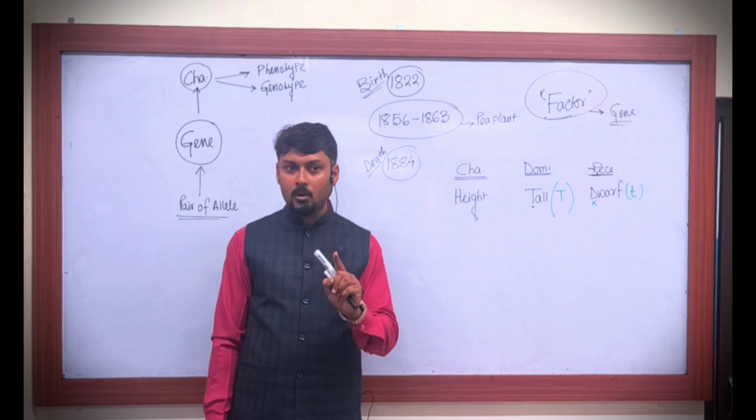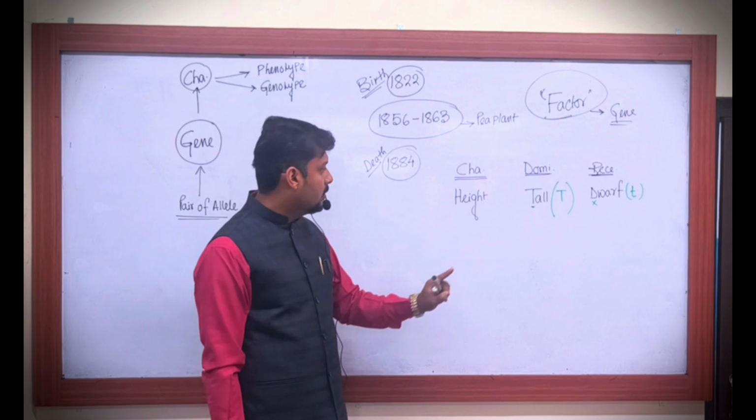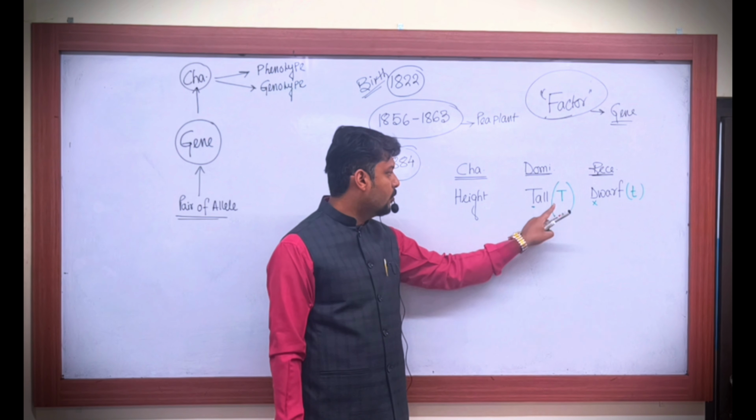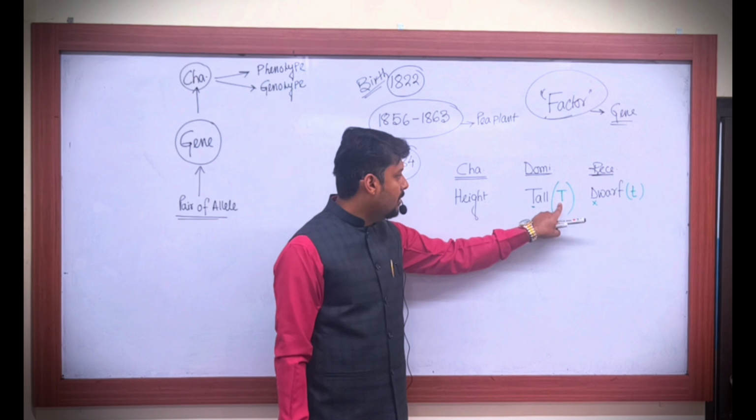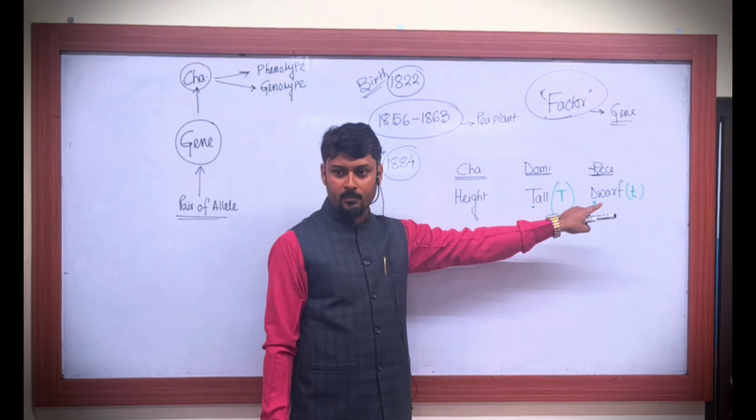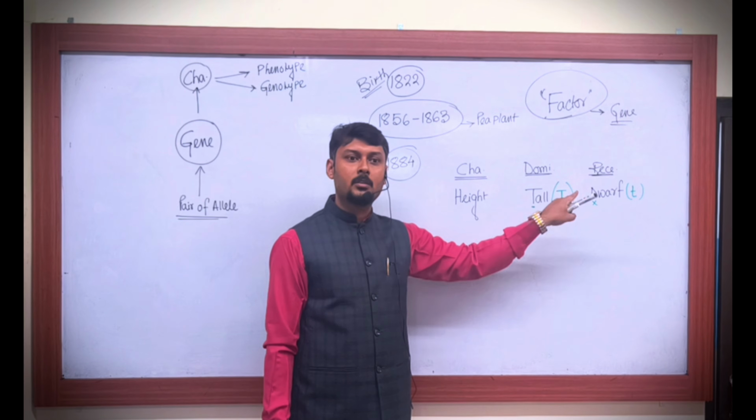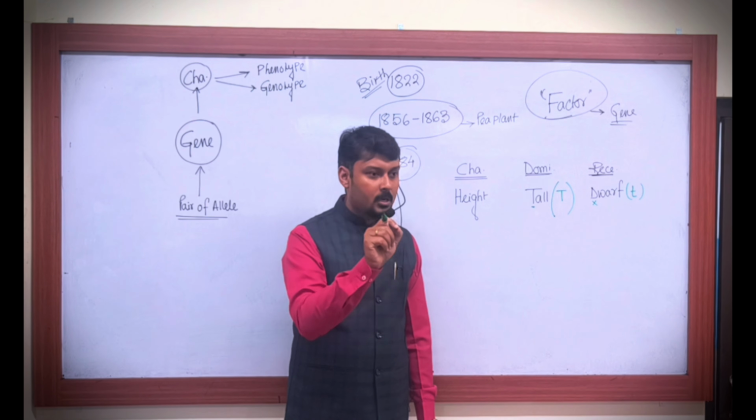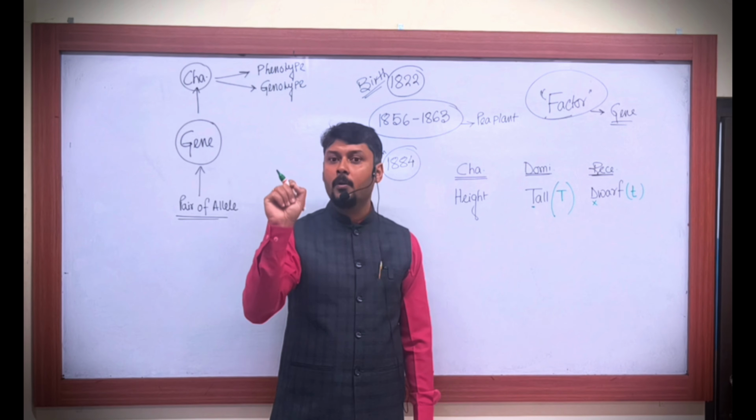Always, how to denote the allele? The first letter of the dominant character will be in capital for the dominant allele. The same letter will be used in small for the recessive. So one is capital T, another is small t. These are the two characters we have. Capital T for dominant, small t for recessive.